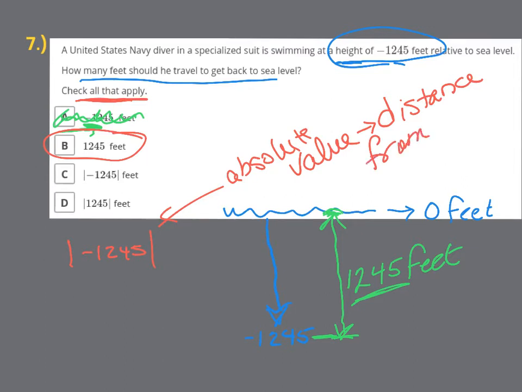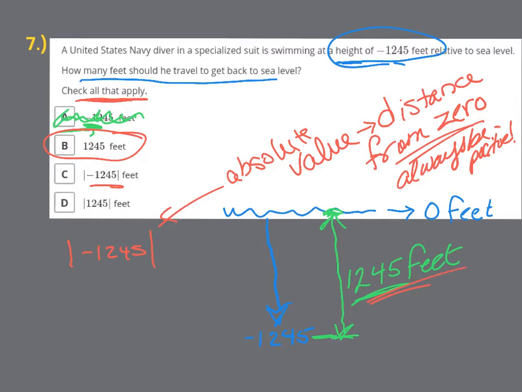And as we just talked about, a distance itself is not negative. The negative or positive tells us which direction it's going in. So this will always be positive. So since it's always going to be positive, well, I know that that's what I want. I want it to be positive. So therefore, C works. And oh my goodness, D, absolute value of 1,245. It's already positive, but it still doesn't matter. So for this particular answer, we can actually have three correct choices. So be careful. Whenever it says check all that apply, make sure you actually do.